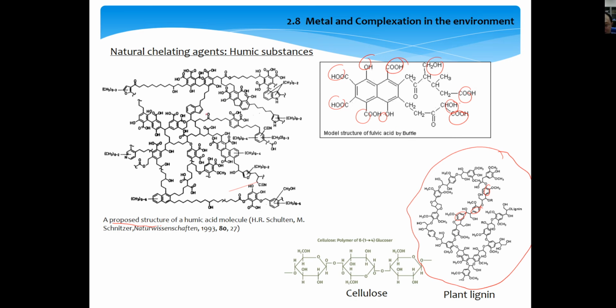So just take a look. Most of it consists of, for example, ketone, carboxylic acid, hydroxy group. So it's also the same for the fulvic acid. Okay. So these functional groups are actually important for it to complex with metal.